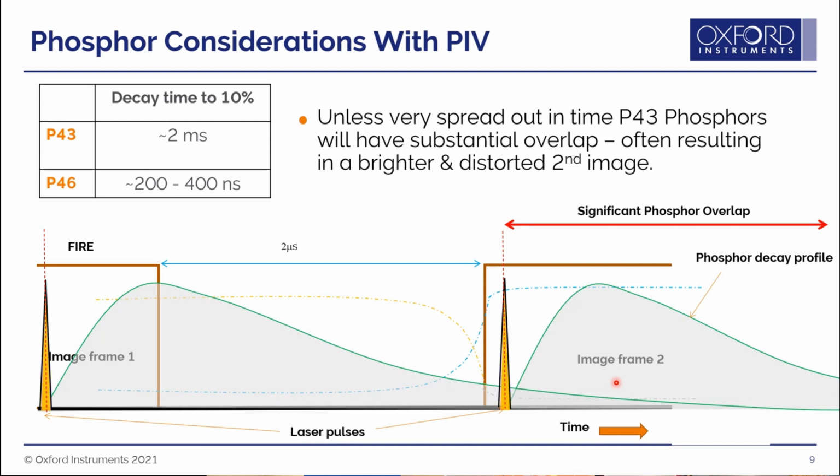So unless you're using very substantial overlap, like time between your two PIV images, and you're trying to do it with P43, often what you'll find is you'll end up with a relatively dark first image, and then your second frame might end up much brighter and distorted, because you're piling up the phosphor decay from both laser bursts, or whatever you were looking at, onto the same image.